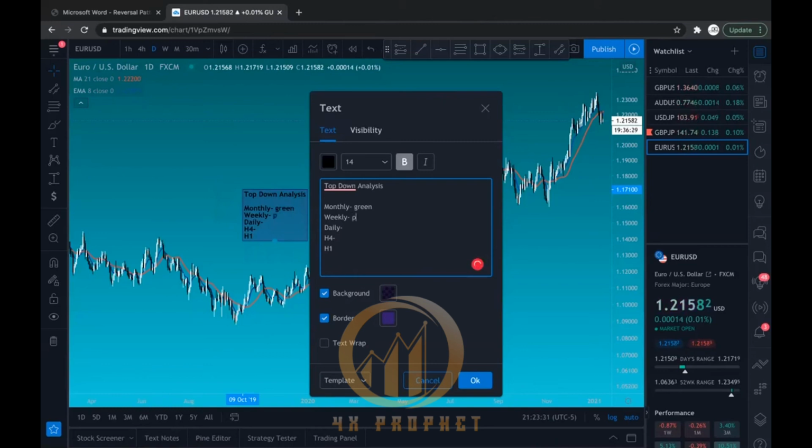So monthly, I use a green. Weekly, I use a purple. My daily time frame, I use an orange. Oh my bad, I don't use an orange for my daily time frame. I use a red actually. So my daily time frame, I use a red. My H4, I use orange. Then for H1 and random lines, I use blue.